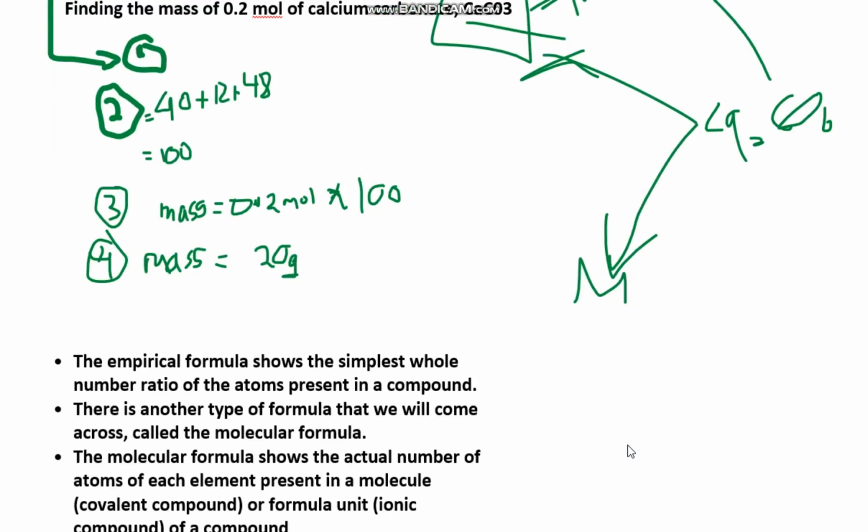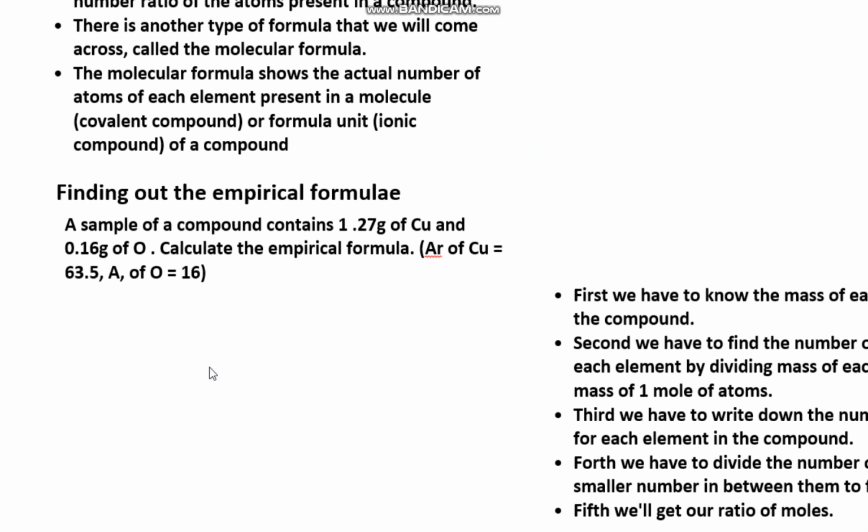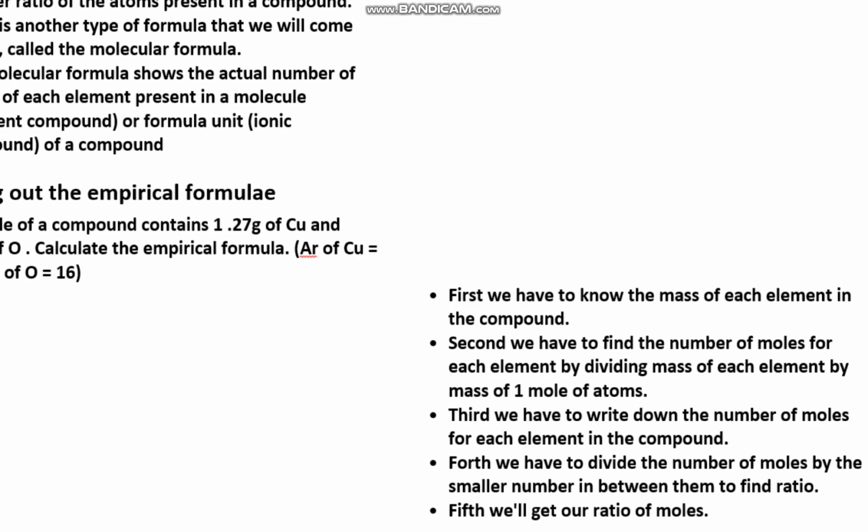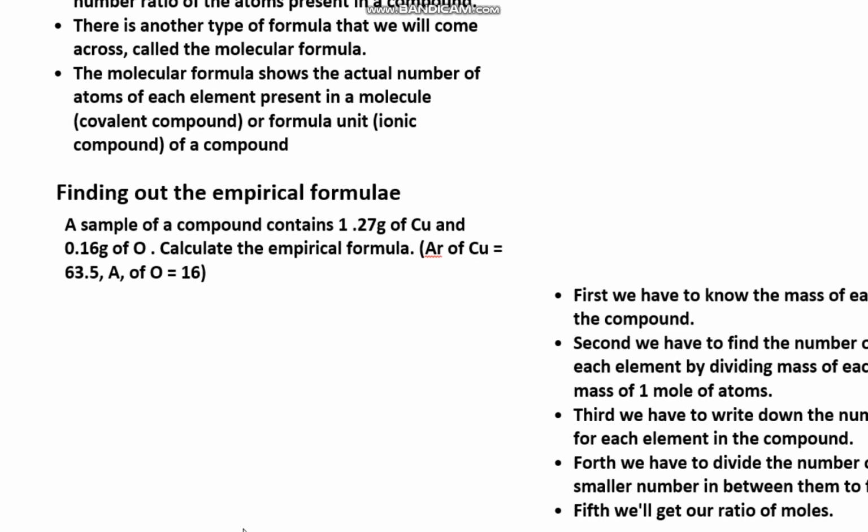This can be your molecular formula. So finding out the empirical formula, we have written the steps. Now first you have to know the mass of each element. So we are given the mass of each element here, which is 1.27, and we don't have to write grams, and you have to do this in a table, or you can do it like this. This is step 1.